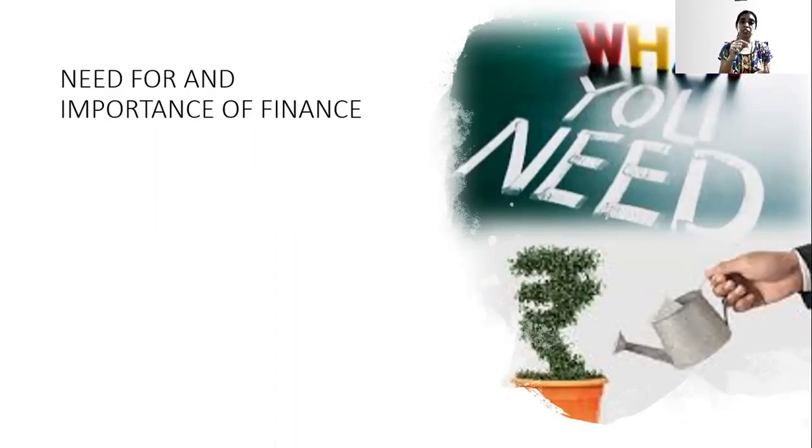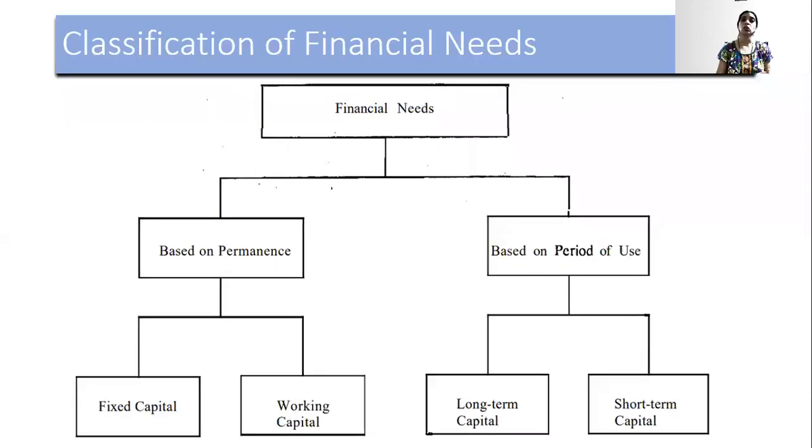And why is it important to decide on the basis of a need? Because we need to understand which particular need requires what kind of funds and how much it will affect a company's performance. So first of all we are going to see what a financial need is. The financial need is basically categorized into two forms. One is based on performance, the second one is based on period of use. So first we'll talk about the one based on performance.